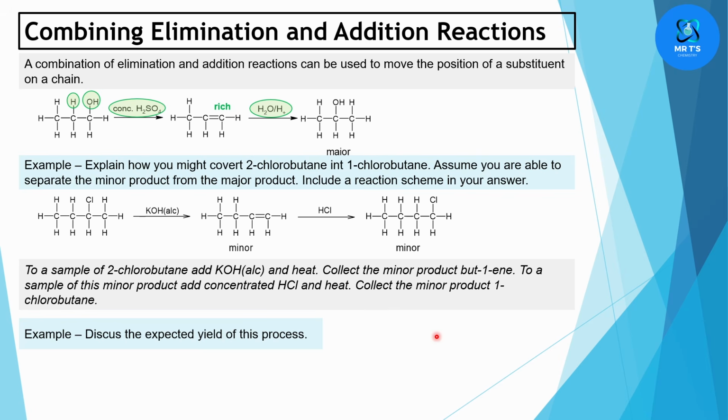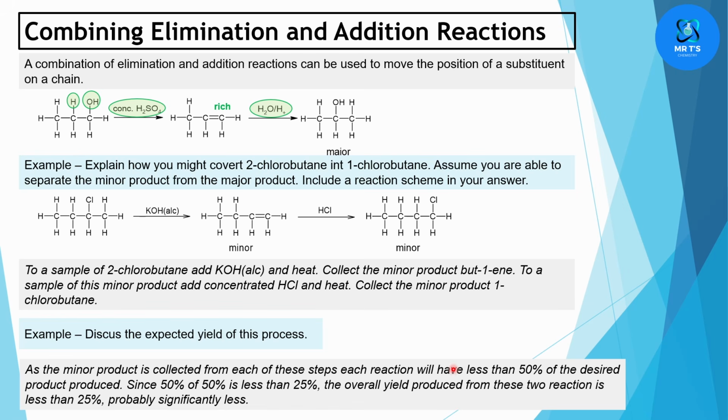Okay, and this is the next question I had here. Discuss the expected yield. So as I said here, if we notice that each of these reactions produces less than 50%, then overall we're going to have 50% of 50%, which is less than 25%. That isn't great if I wanted to collect the product. And that's how we might use elimination and addition reactions to move the position of the substituent on an organic molecule.